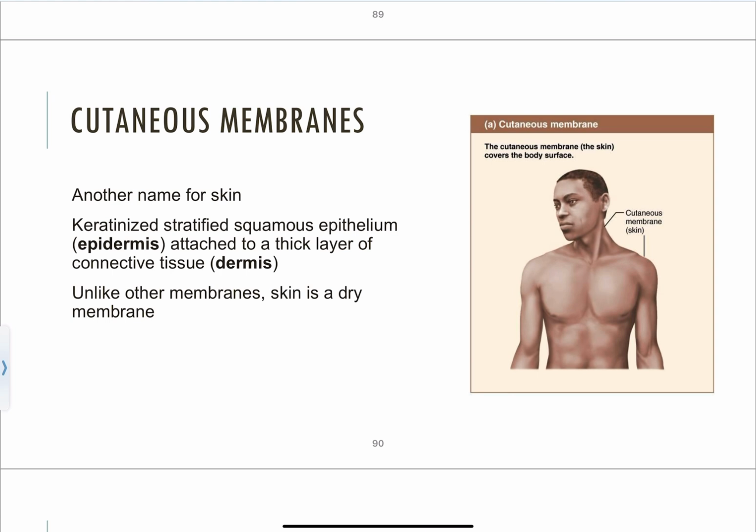So if we're talking about cutaneous membranes, the big thing to distinguish this one from the others is that it's actually a dry membrane. So if you think about our skin, that's an example of our cutaneous membrane. We do have a specific tissue type that makes up our cutaneous membrane, and that is keratinized stratified squamous epithelium. That's going to make up the epidermis, which is the most superficial layer of our skin. Just deep to our epidermis is the dermis, and the dermis is going to be the layer of that connective tissue proper that's underneath. So like I mentioned, this is a dry membrane.